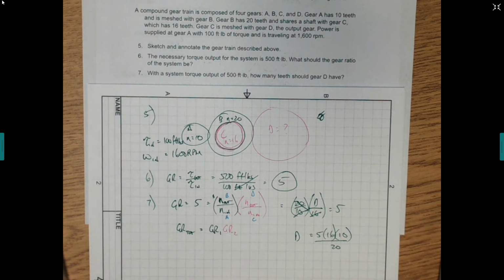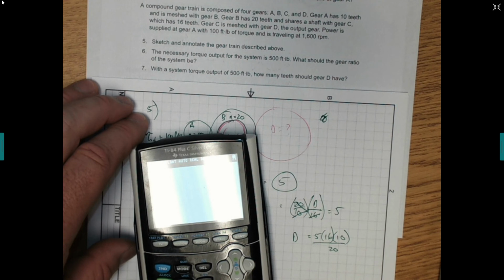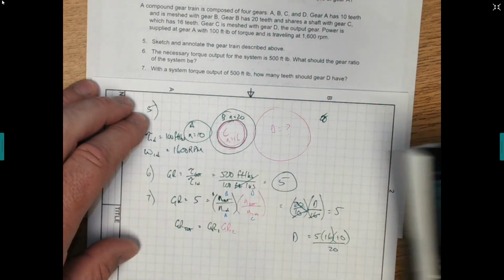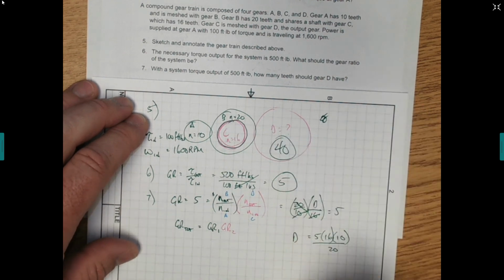And now we can just put all that in our calculator. So 5 times 16 times 10 divided by 20, and we get 40. Okay, so the number of teeth we should have coming out on D is 40 teeth.